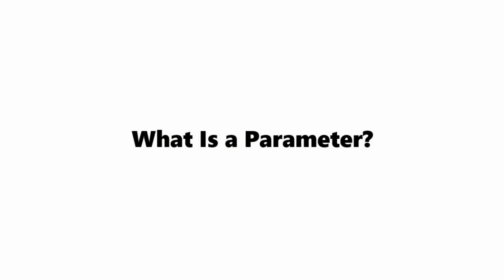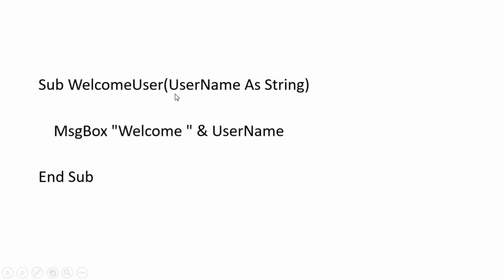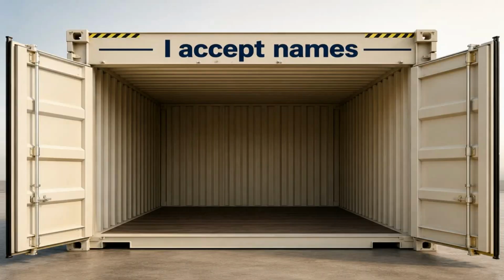Let's now take a look at what a parameter is. A parameter is a variable listed inside a procedure or a function that receives information. Let's create a simple sub procedure. Sub WelcomeUser(UserName As String), End Sub, and in between the sub we would write MsgBox "Welcome " & UserName. Notice this part, UserName As String. This is a parameter. Think of it as an empty container waiting to receive information. It doesn't contain anything yet. It simply says, I'm waiting for when someone calls on me. I'm expecting a person's name.